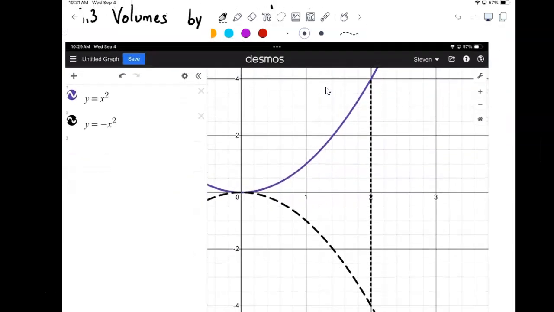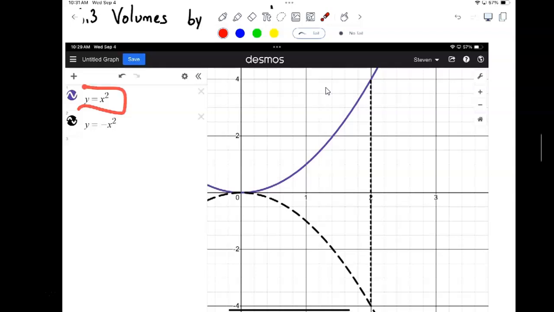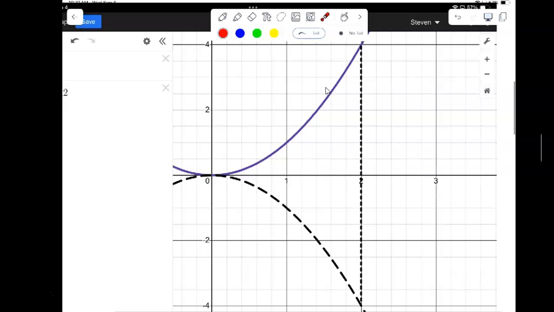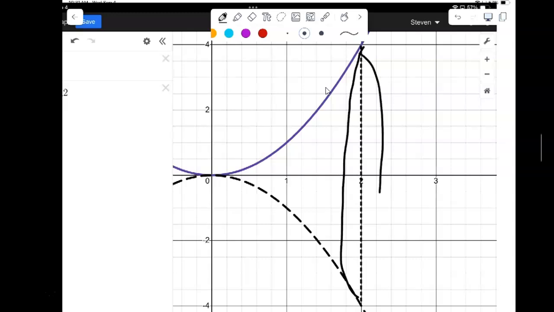Let me paint the picture for you here. What I have in this picture is just a graph of y equals x squared, the little purple graph. And what I've drawn is the inverse of that, the negative in front. So I've taken the purple graph and flipped it about the x-axis. And now what I want you to imagine is that we have generated a solid shape by taking the graph and rotating it so that we get this kind of three-dimensional horn shape, if you will.